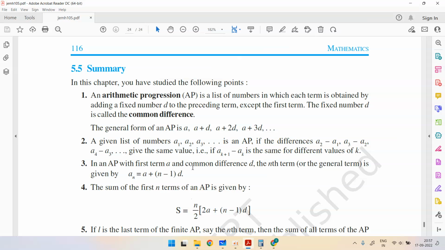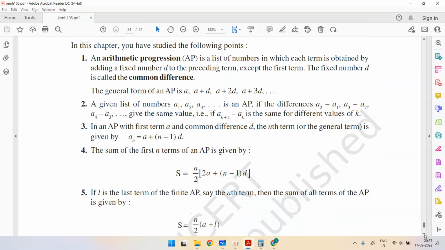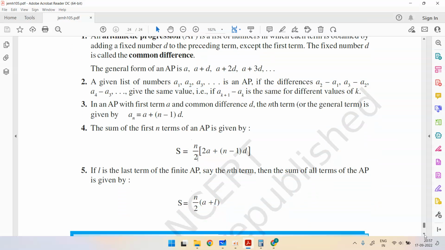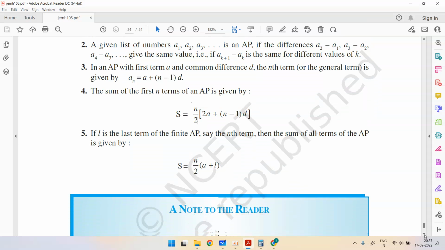In an AP, if the first term is a and the common difference is d, then the formula for the general term an is a plus (n minus 1) d. I have also shown this. The sum of the first n terms of an AP is given by S equal to n by 2 into (2a plus (n minus 1) d). Here a is the first term, n is the number of terms, and d is the common difference, and S can be written as S of n. Also, if the nth term is directly given, I can write the sum as n by 2 into (a plus l), where l is the nth term, the last term, a is the first term, and n is the number of terms.